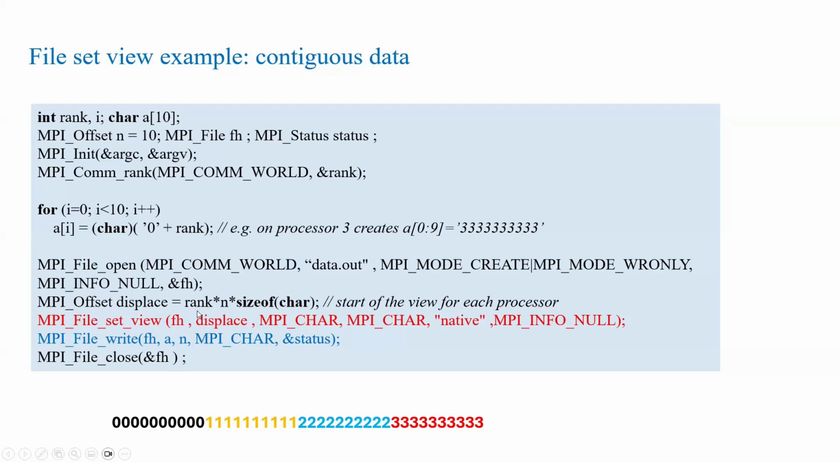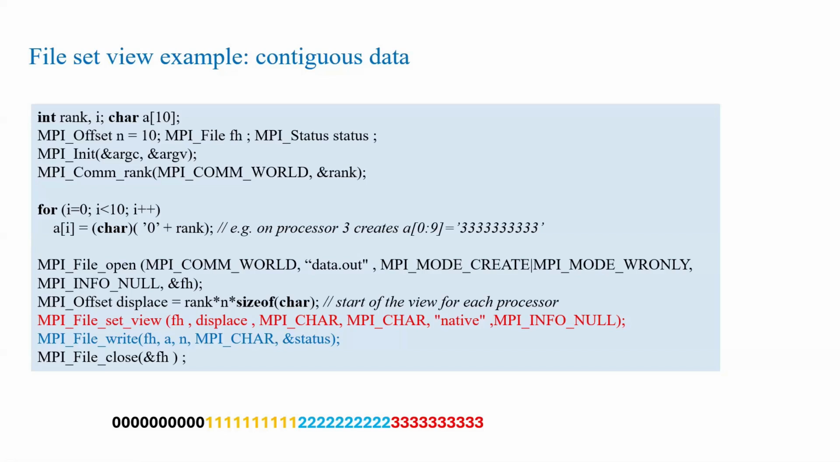The display is defined here, and say we use character as the size, okay? And we write relative whatever, and then we write this array, and each will write a size of 10. So if you run this piece of code and print it out, you check the file, this data.out file, and this will be the result.